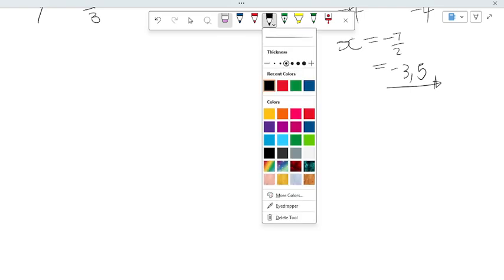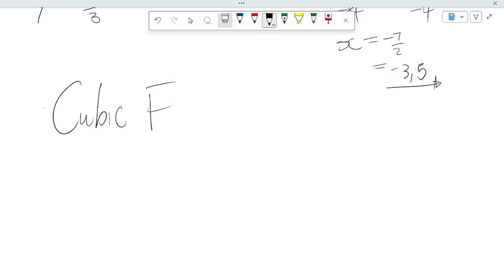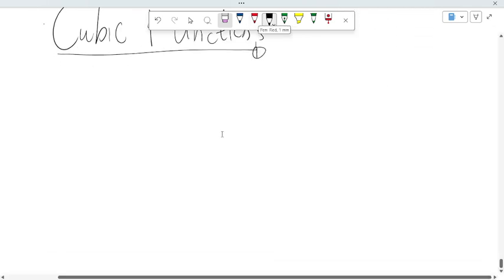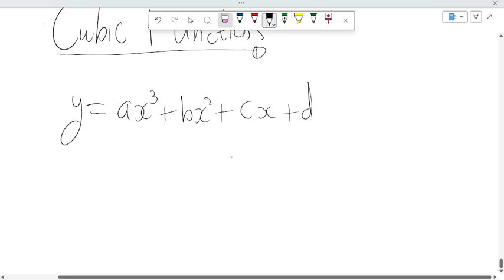I just want to show you the cubic function, just something in general. I'm not going to go into detail, just show you what some of it means. You say y is equal to ax to the power of 3 plus bx squared plus cx plus d, like this.